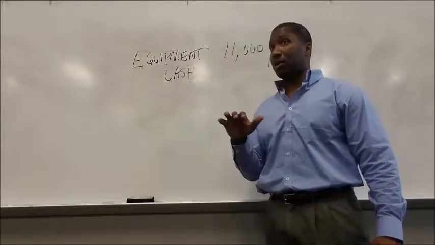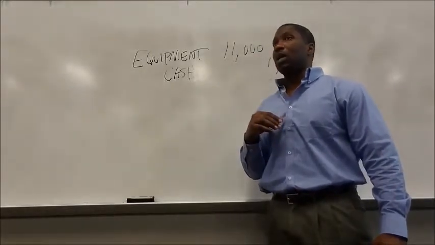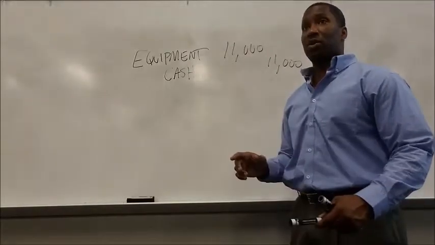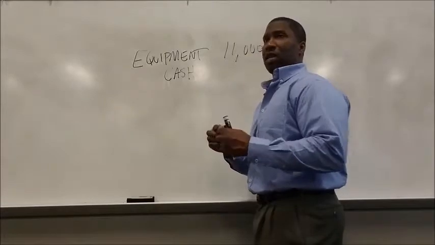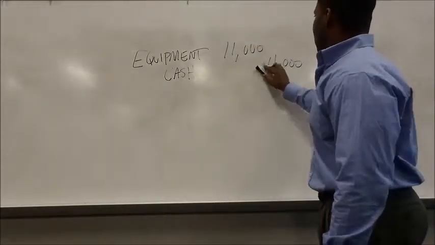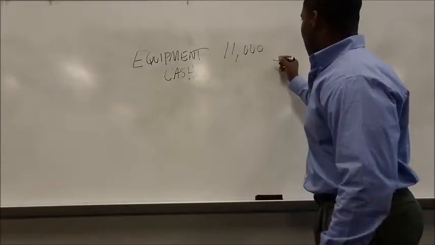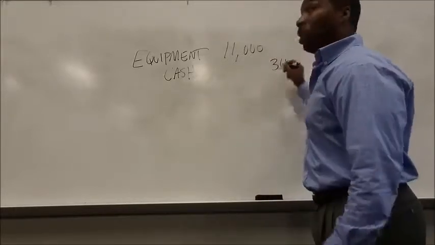That's the journal entry part. But let's say you have to take a loan to get that equipment. Say you bought that equipment using a loan, good deal. Let me make you one better because the same type of problem is coming up. Let's say I bought that for $11,000 and instead I only paid $3,000 and I had to take out a loan now.